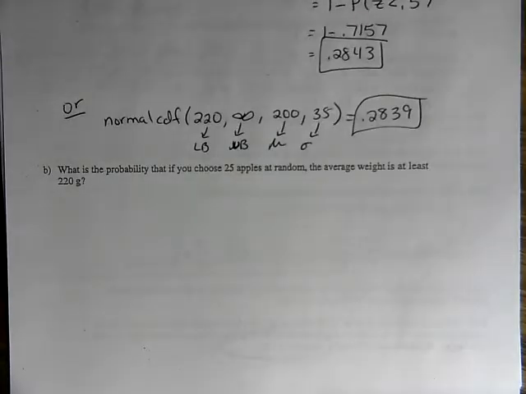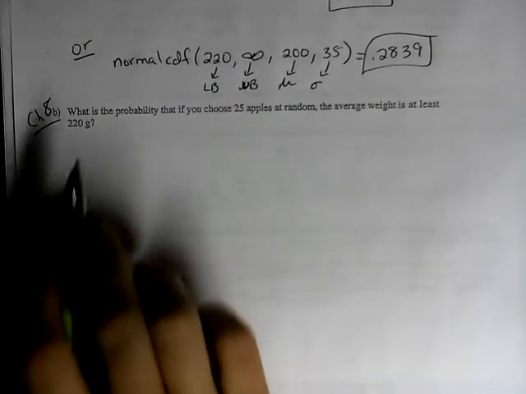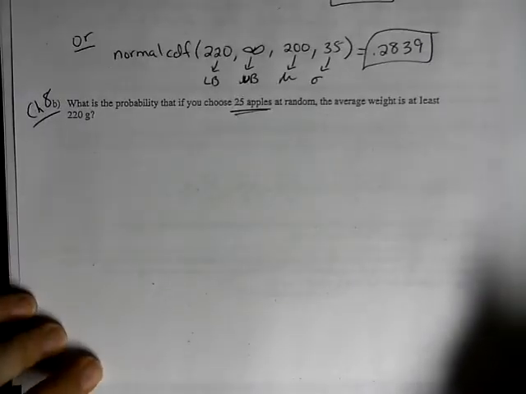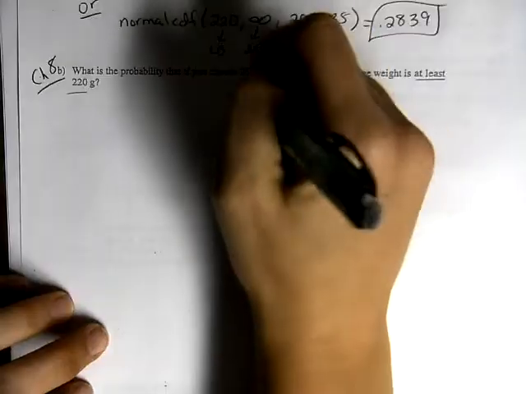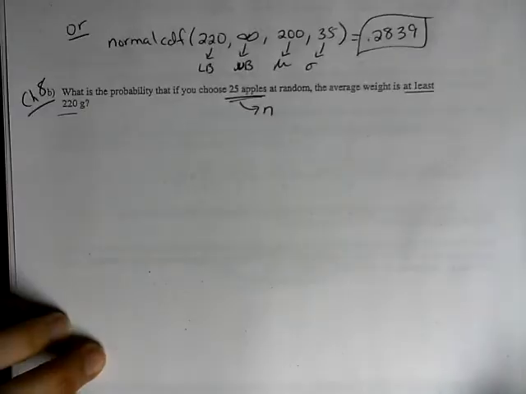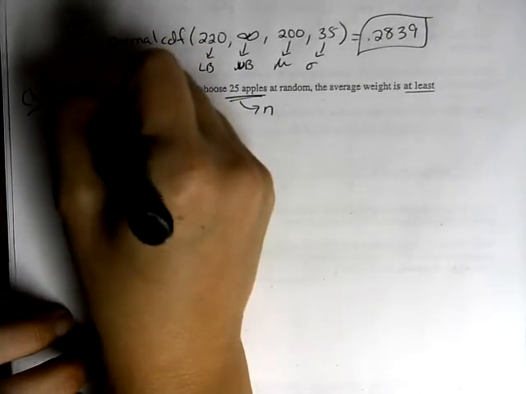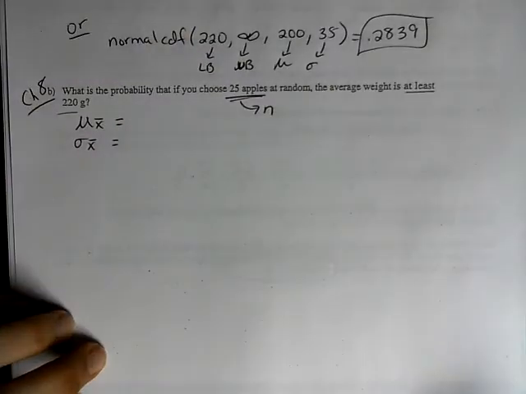This was Chapter 7. Part B is a Chapter 8 question. So now we're getting into, okay, well here's now we have a sample. What's the probability if you choose 25 apples at random that the average weight is at least 220? So now n is 25 instead of just 1. So the only thing that's going to change, we had to come up with a new mean and a new standard deviation, because now we have a sampling distribution.